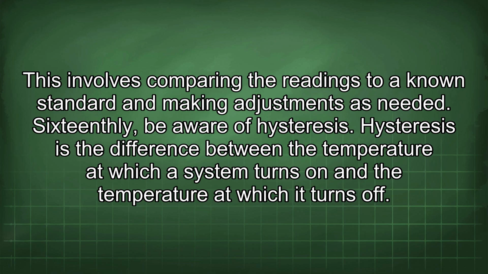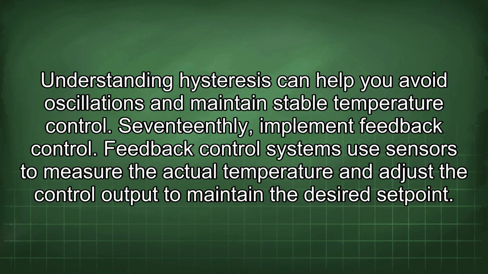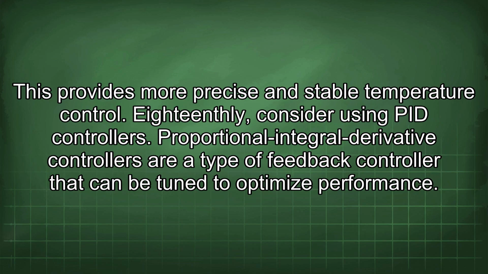Sixteenthly, be aware of hysteresis. Hysteresis is the difference between the temperature at which a system turns on and the temperature at which it turns off. Understanding hysteresis can help you avoid oscillations and maintain stable temperature control. Seventeenthly, implement feedback control. Feedback control systems use sensors to measure the actual temperature and adjust the control output to maintain the desired set point. This provides more precise and stable temperature control.